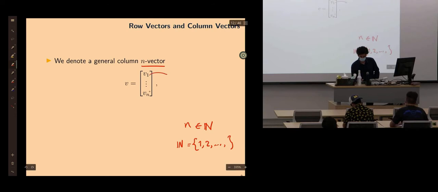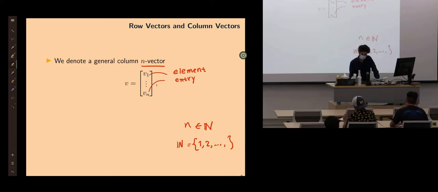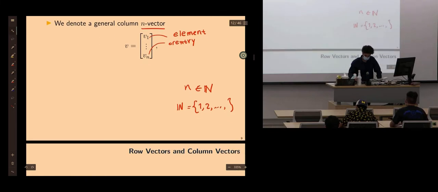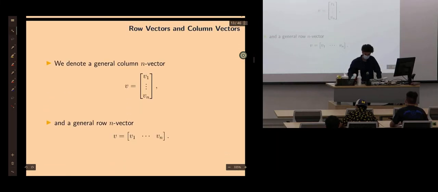These individual terms of the vector are called elements or entries. So that should not be surprising. We can do the same thing for a row vector. Okay?